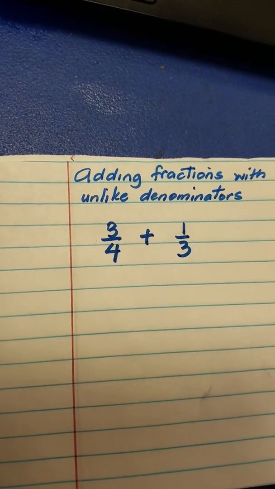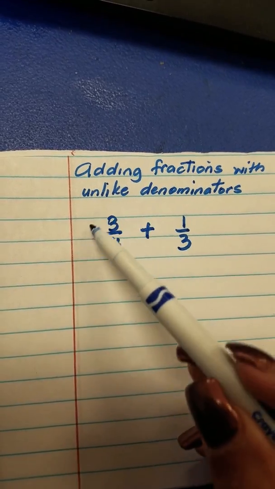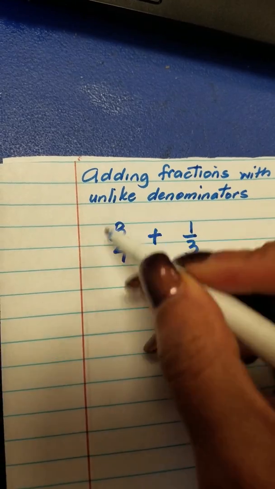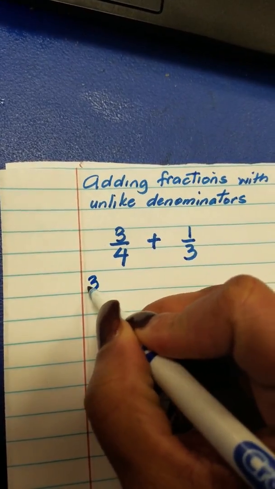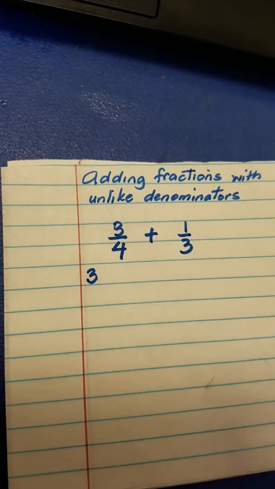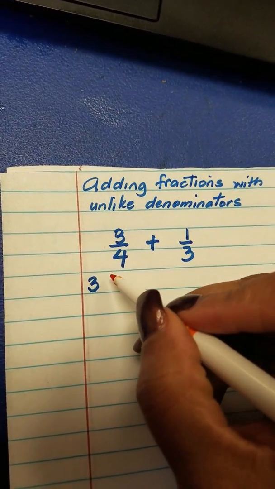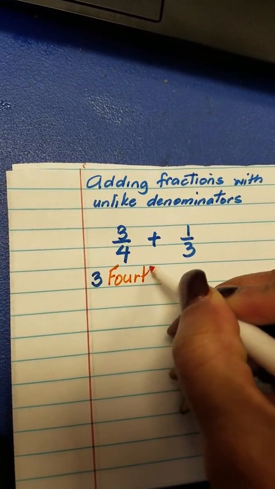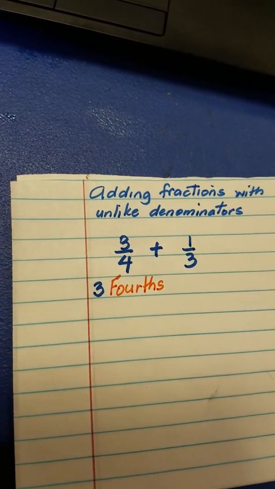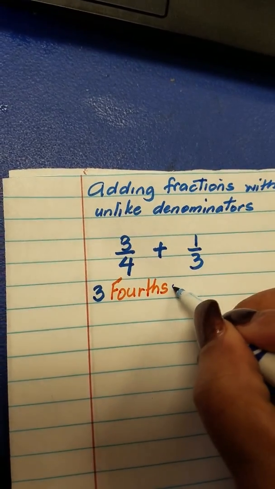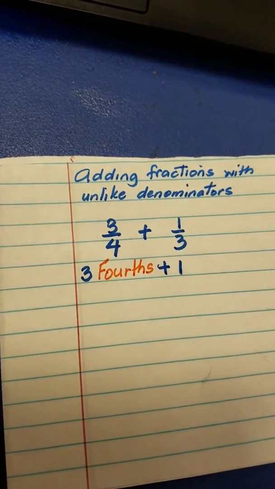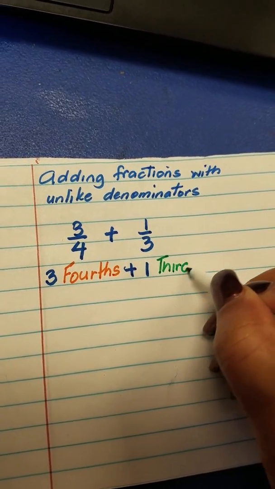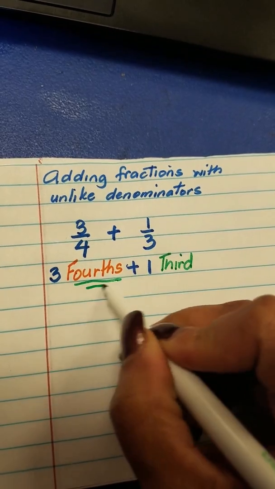Now, looking at what we have here, the first thing we're going to do is write our fraction as a unit. In other words, we're writing the 3/4 as a fraction unit. We're writing the 3 because that is the number of units, and this would be our fraction unit, which is fourths. And we're adding that to 1/3.